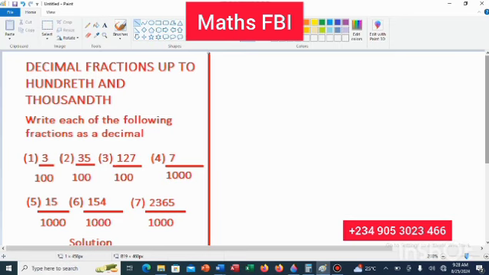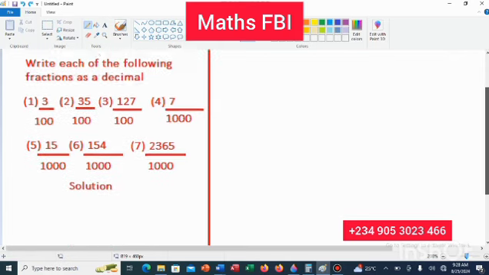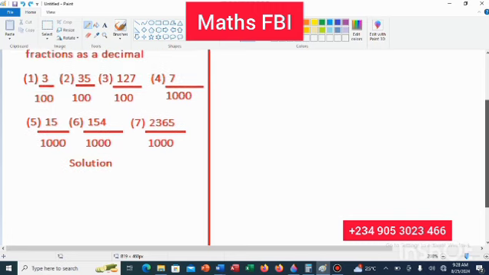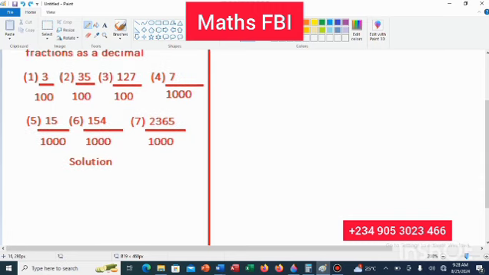All right, so we have 7 questions before us here, and the instruction is to write each of the following fractions as a decimal, and that's what we're going to be doing right here. So without further ado, let's provide solution to this problem. Now I'm going to start with question number 1.